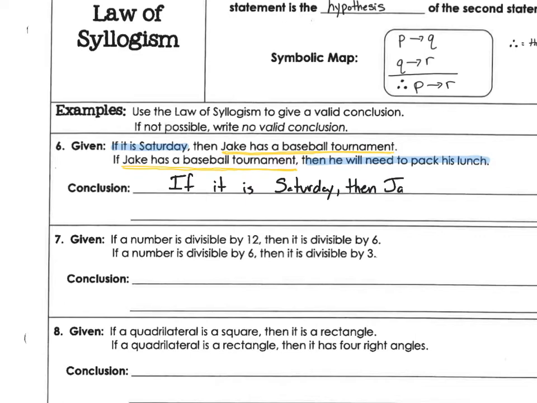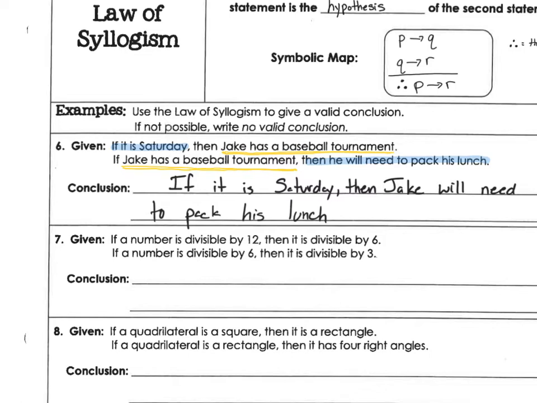then Jake will need to pack his lunch. And that's solely based on the fact that Jake has a baseball tournament, ends the first sentence and starts the second sentence. And you'll see here in a minute how that changes one to not be true. Okay, so let's take a look here at the next one.